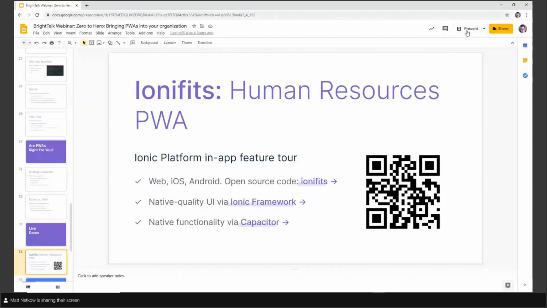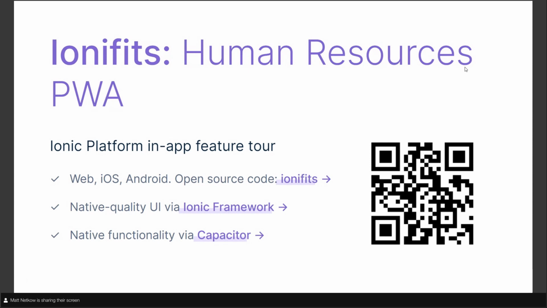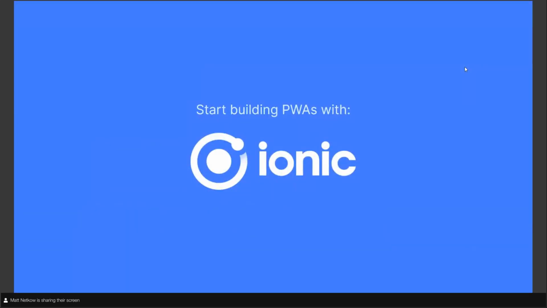Cool. So that was our Ionifit demo, demonstrating our mobile native quality UI components from Ionic Framework, as well as some of the native functionality that Capacitor and the modern web enable. So again, this app runs on the web, iOS and Android, all from one code base. And the code's open source, so you can check it out on GitHub and scan that QR code if you want to check it out on your device. Let me know what you think. So that's our demo. Let's wrap things up, and leave some questions for me on the side.